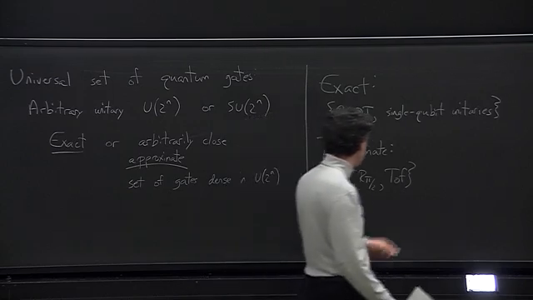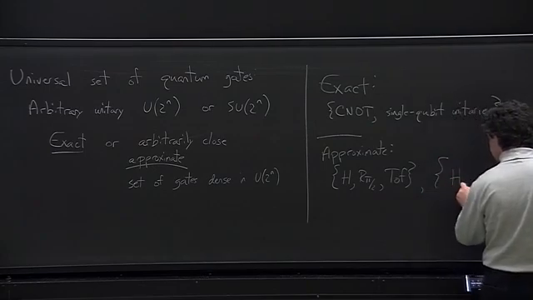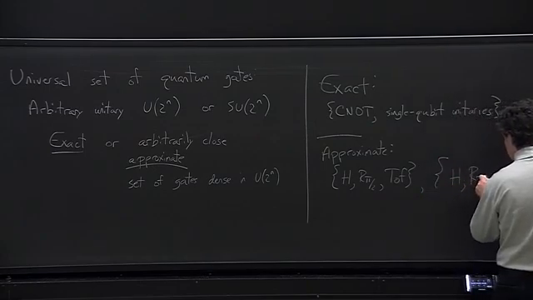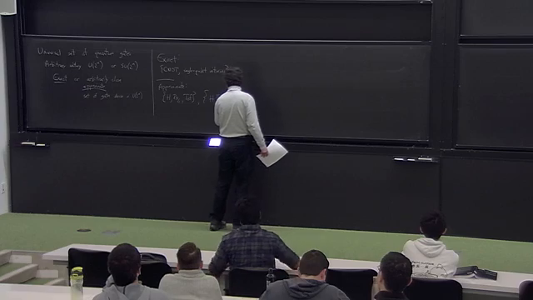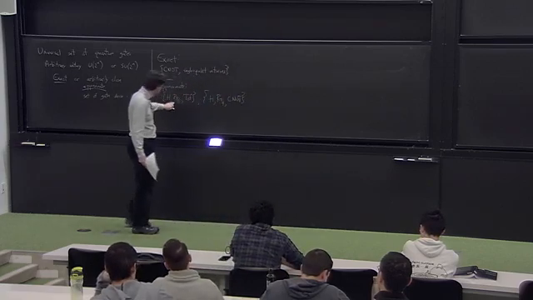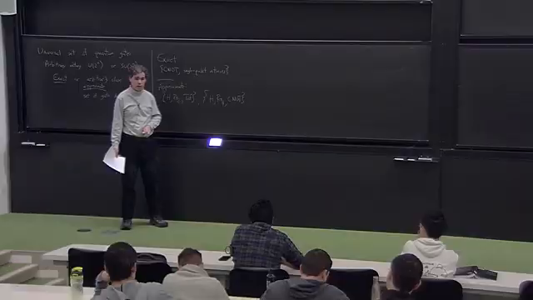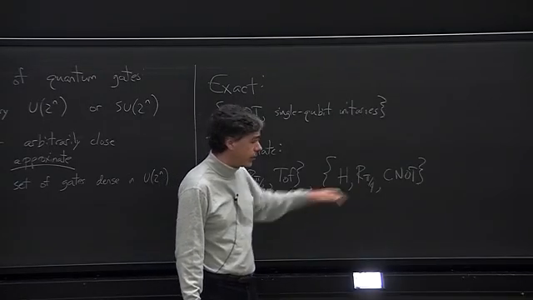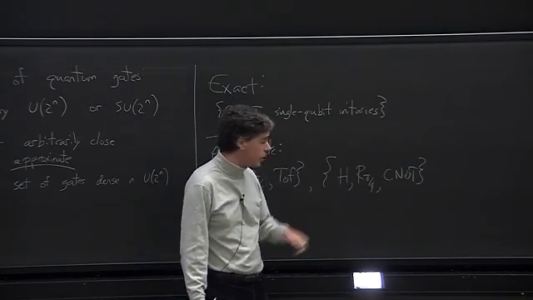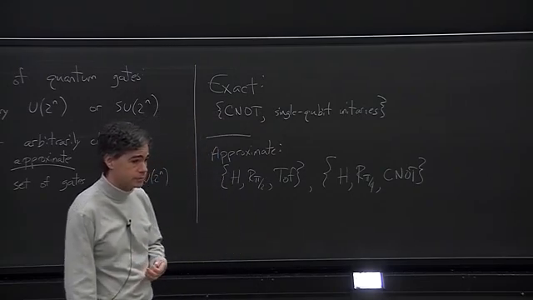But it turns out that there's a similar set, which uses the CNOT gate instead of the Toffoli gate, but then it uses the square root of this gate, so the 4th root of the sigma z operation, as a phase gate. And again, this is a universal, approximately universal set of quantum gates.